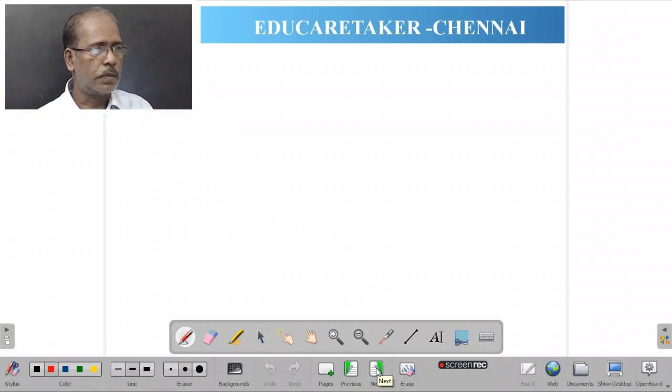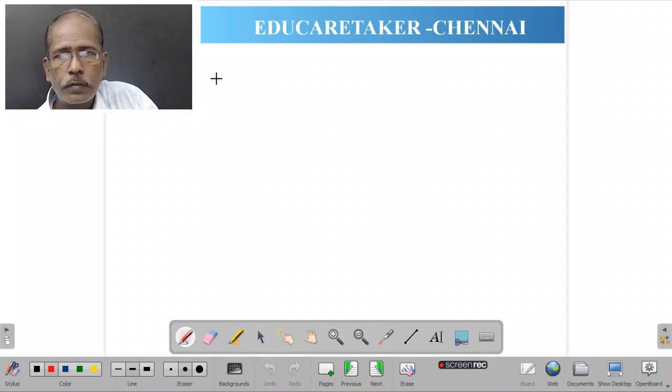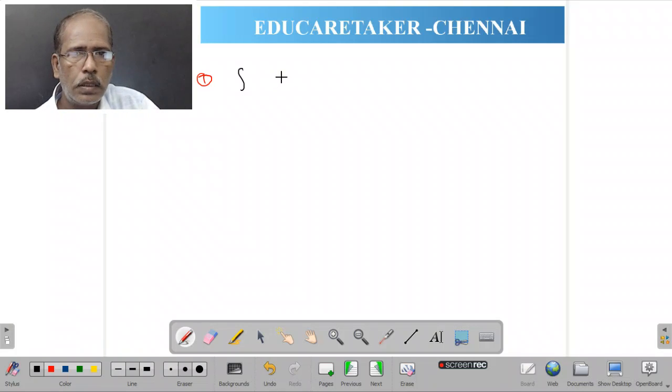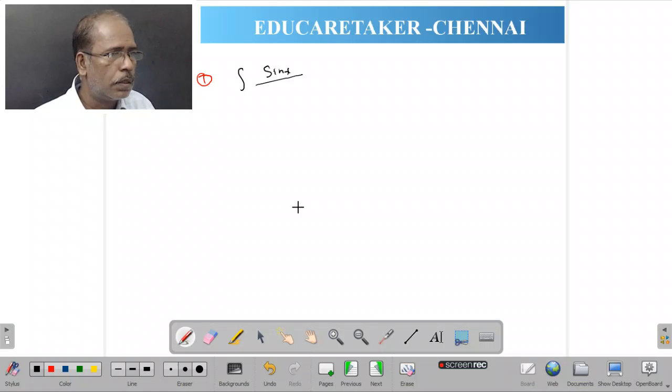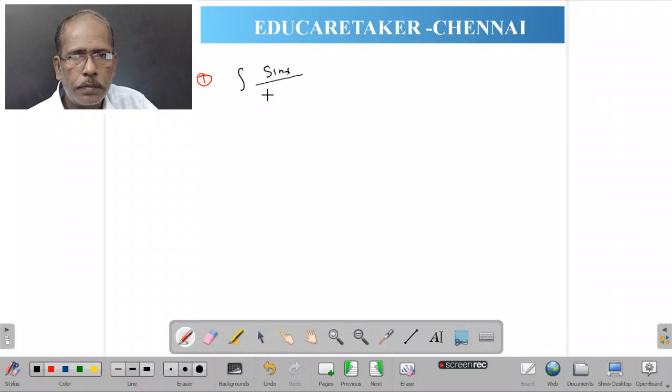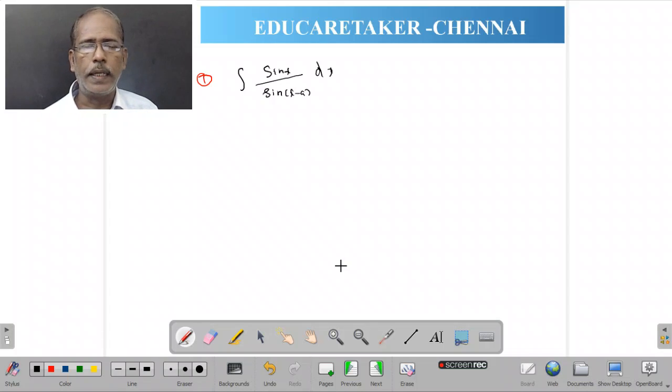Question number 7, integral of sin x by sin of x minus a dx. We can integrate this particular question using either the substitution method or the adjustment method, but both are the same kind.